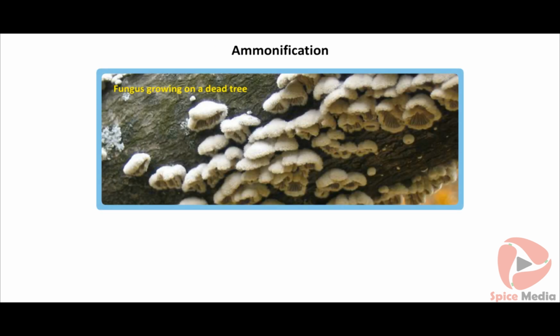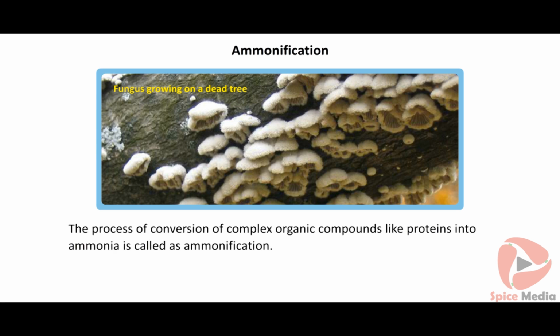In that way, the animals convert plant proteins into animal proteins and store them in their protoplasm. When the plants and animals die, the putrefying bacteria and fungi present in the soil decompose the proteins of dead animals and plants into ammonia. This process of conversion of complex organic compounds like proteins into ammonia is called ammonification.